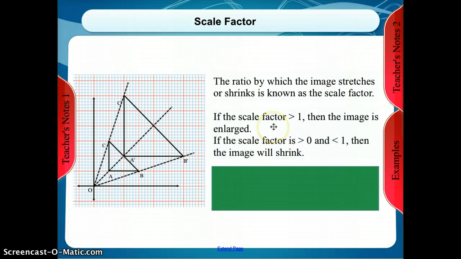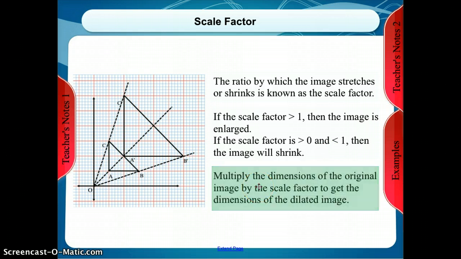If the scale factor is greater than 1, the image that you start with, for instance, triangle ACB, is enlarged, and therefore triangle A prime, C prime, B prime is enlarged by a factor that's greater than 1, creating a larger figure. If the factor that you're creating is greater than 0 but less than 1, then your image is going to shrink. And finally, once you have the scale factor, you multiply each of the dimensions by that scale factor, and that gives you the larger image or smaller image. So in this case, AB is 2 centimeters long, and if you look at A prime, B prime, it's 4 centimeters long, and that's a dilation of factor of 2.